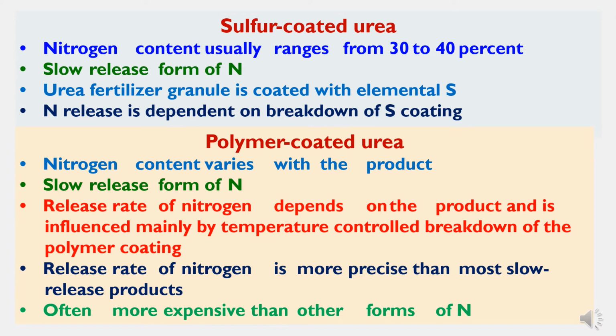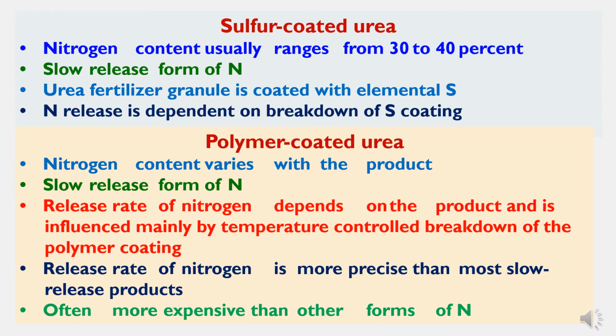Next nitrogenous fertilizer is sulfur-coated urea, where the nitrogen content usually ranges from 30 to 40%, and it has the nature of slow release form of nitrogen. The urea fertilizer granule is coated with elemental sulfur, and nitrogen release is dependent on breakdown of the sulfur coating.